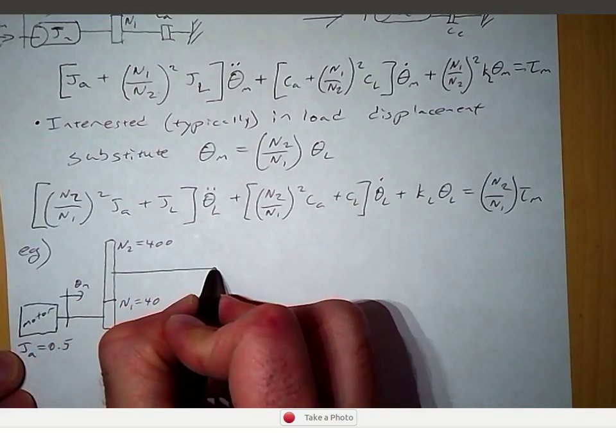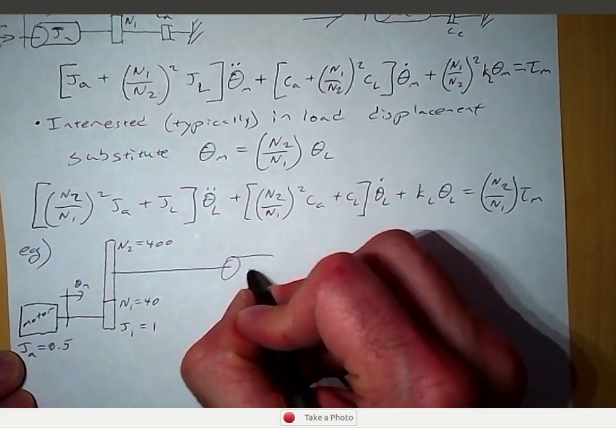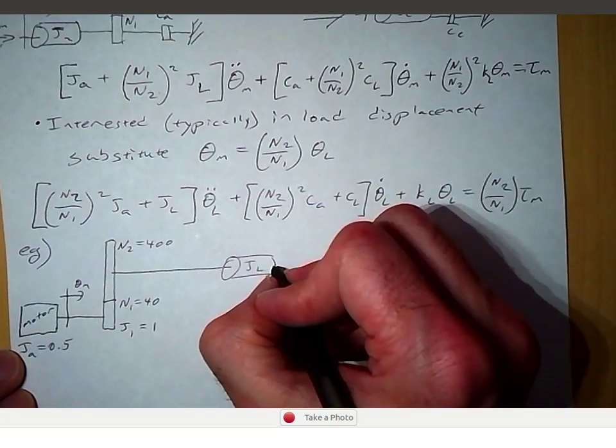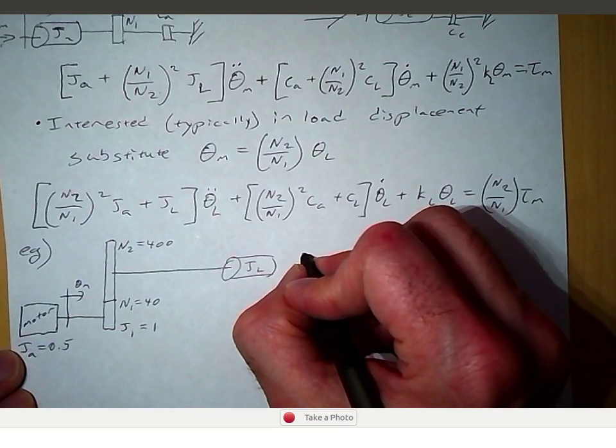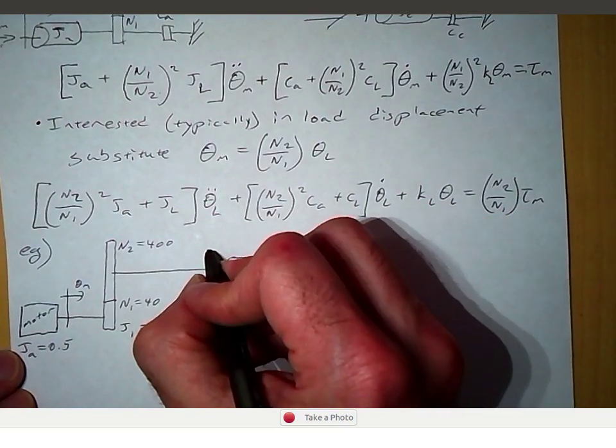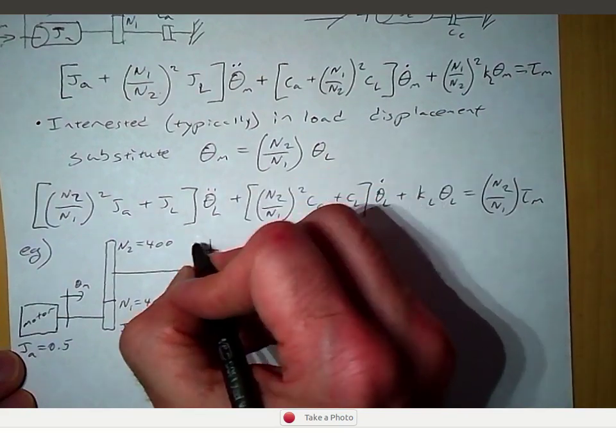And on that shaft we have a load moment of inertia, JL, and JL is equal to 60. So this is the displacement, theta L.